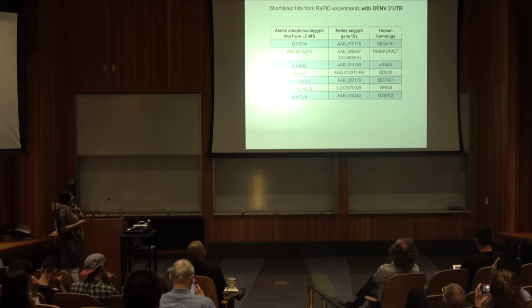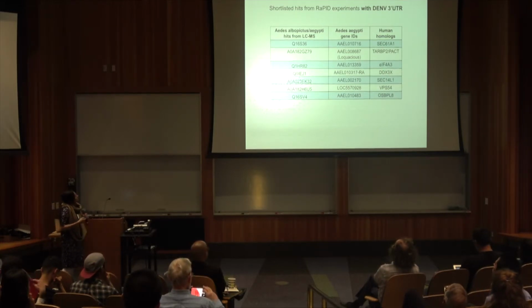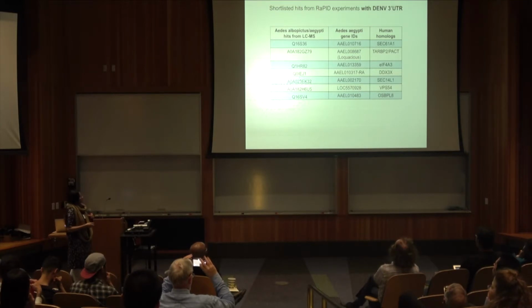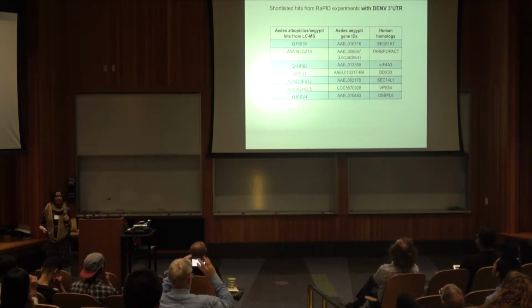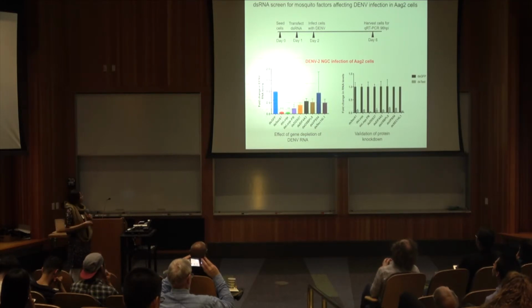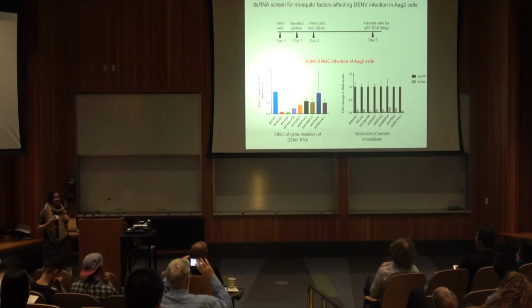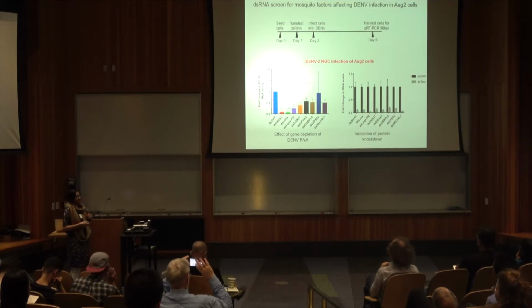So these are the proteins that we shortlisted, and these are the corresponding human homologs. In the next step, we decided to test the effect of knockdown of these proteins on dengue replication in mosquito cells. We used double-stranded RNAs around 500 base pairs in size to knock down specific proteins in mosquito cells. And after knocking down specific proteins, we infected these cells with dengue. And 4 days post-infection, we harvested the cells for quantifying the intracellular viral RNA levels by quantitative PCR.